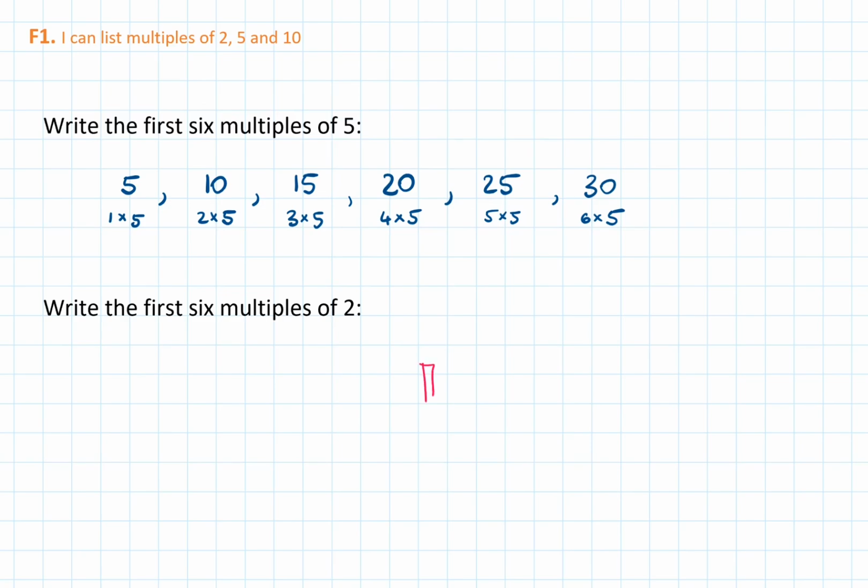Pause the video and try to write down the first 6 multiples of 2. The first multiple of 2 is 2, which is just 1 times 2, and then 4, 6, 8, 10, and 12, which is 6 times 2. You may have noticed that they are all even numbers. Every even number will be a multiple of 2.